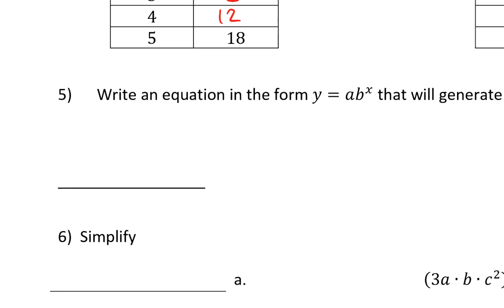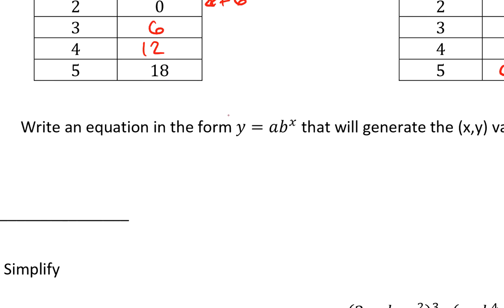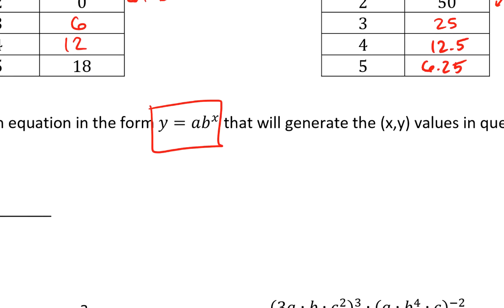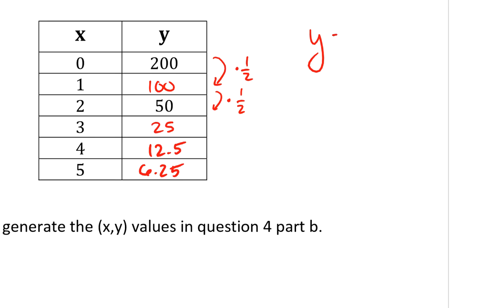And since I'm here, let's go ahead and do question 5. Question 5 says, write an equation in the form y equals a times b to the x that will generate the xy values in question 4, part B. So we're looking at this table and we're trying to come up with the equation of this geometric sequence, a b to the x power. Remember, a is the 0th term in the sequence, and you can see our 0th term happens to be the number 200.